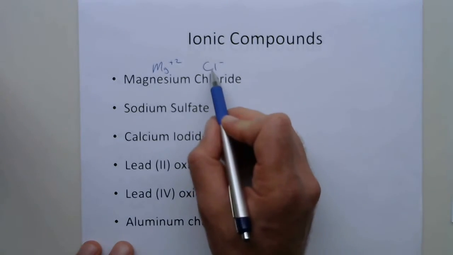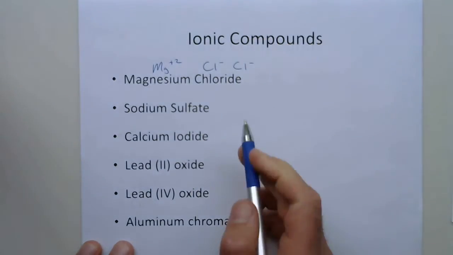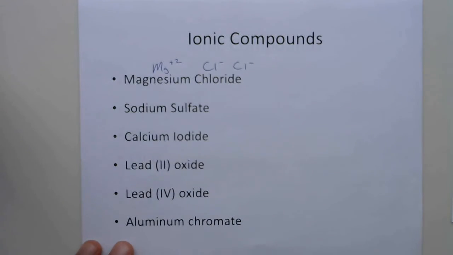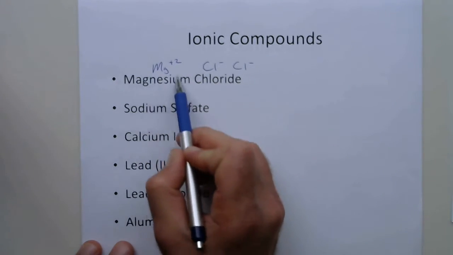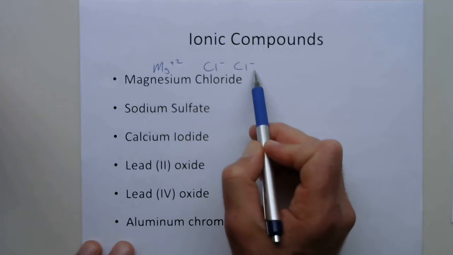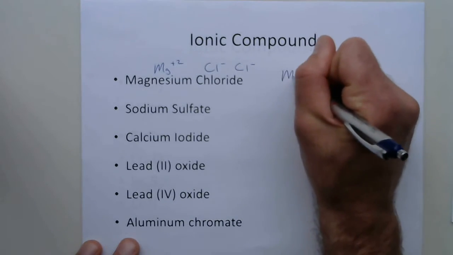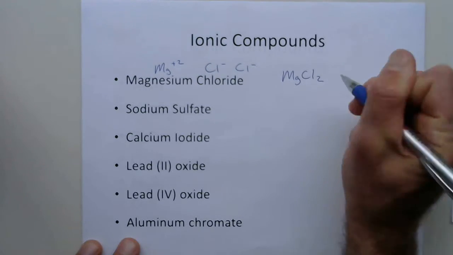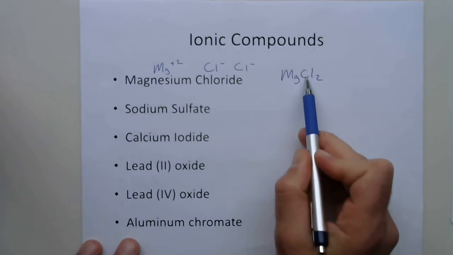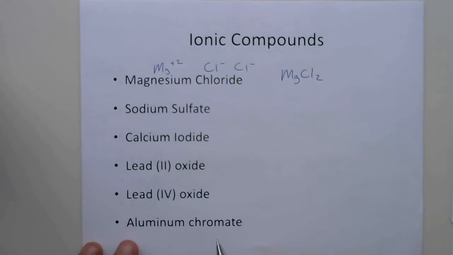So what do we need? We need 2 of these chlorides to balance out with the 2 positive charges from the magnesium. So every time you have one magnesium, you're going to have to put 2 chlorides next to it to balance the charge. So that means a good formula for magnesium chloride, MgCl2. A little subscript 2 tells us we have 2 chlorides every time there's one magnesium.